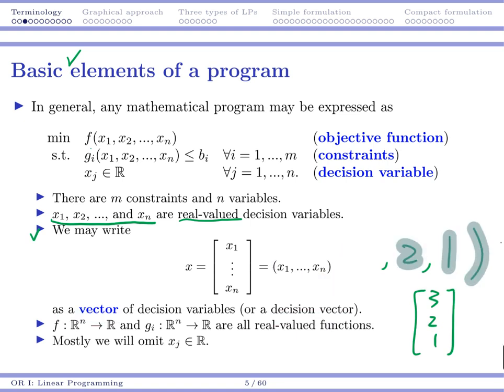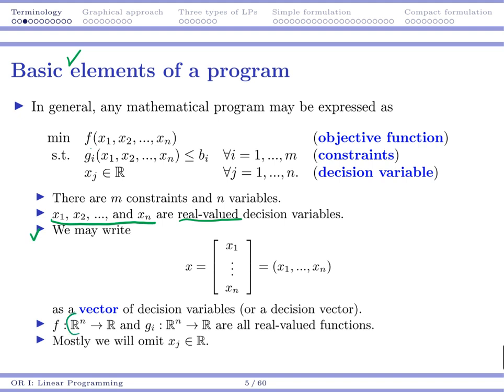Okay, so for those functions f and gi, all of them are converting n decision variables into a quantity that you care about: the amount of resource consumption, the number of people you need to hire, the total cost you need to pay, the total amount of money you earn, something like that. They are all, again, real valued functions.